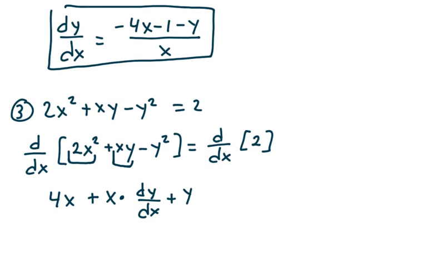plus y times 1. Then I'm going to go minus, and then the derivative of y squared with respect to x is 2y times dy dx. And this is equal to 0. Now, let's go ahead and write this on the next page.